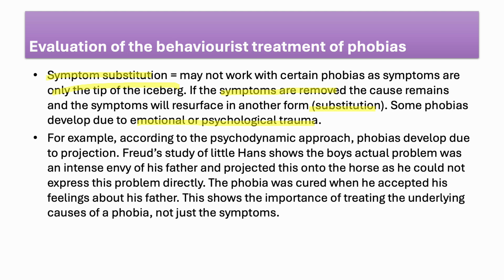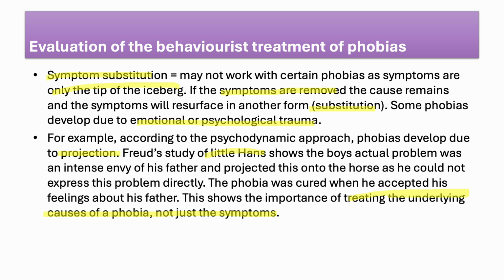And to bring in your knowledge of the psychodynamic approach, you can use Little Hans, the case study, which was how his phobia of horses developed due to projection or displacement, we might have called it in the approaches topic, that defence mechanism. And this was due to resentment of his father, due to the Oedipus complex in the phallic stage, which I'm sure you'll be familiar with because it's a theory that tends to stick in students' minds. So it shows us the importance of treating the underlying causes of the phobia and not just the symptoms, which is what behaviourist treatments do. So that is the final evaluation for behaviourist treatment of phobias.